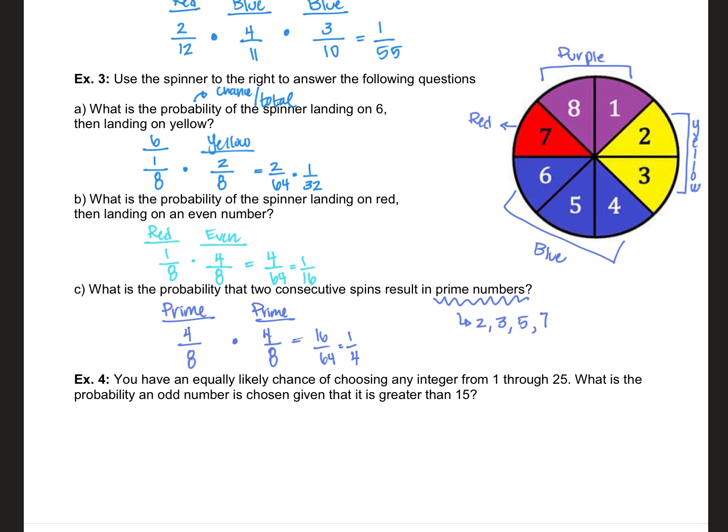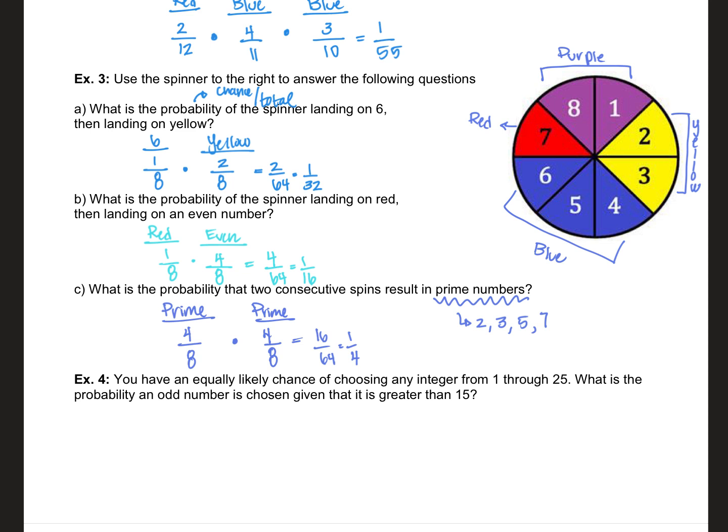Okay, example number 4. You have an equally likely chance of choosing an integer from 1 through 25. What is the probability that an odd number is chosen given that it is greater than 15? I'm going to recommend that you take a second and maybe list out your values if you're really struggling with a problem like this, because we should not be guessing on our values at all. It is easy enough for you to write out the numbers 1 through 25 to be able to visualize it. So this one has multiple things occurring at once.